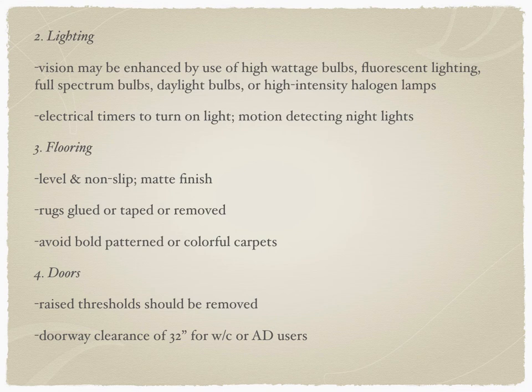for the visually impaired. Flooring needs to be level and non-slip, and wooden floor should have a matte finish to reduce glare. Throw rugs need to be glued or taped or removed, and avoid bold patterns or colorful carpets. The doors need to have the thresholds removed with a clearance of 32 inches for wheelchair or assistive device users.